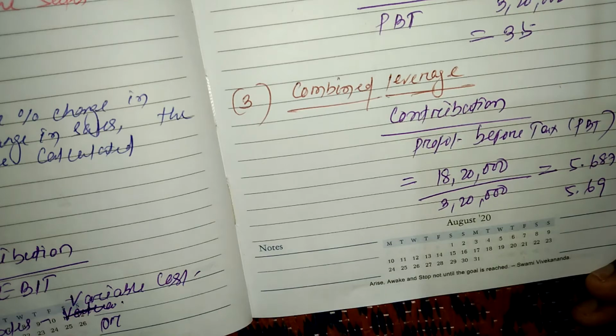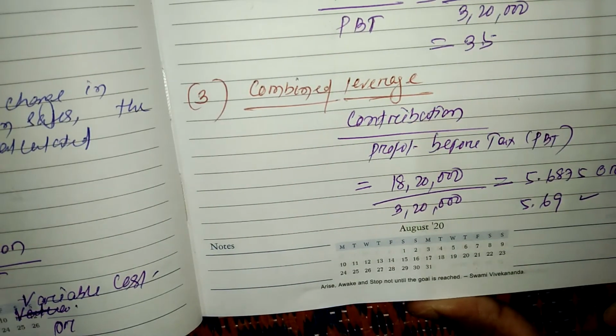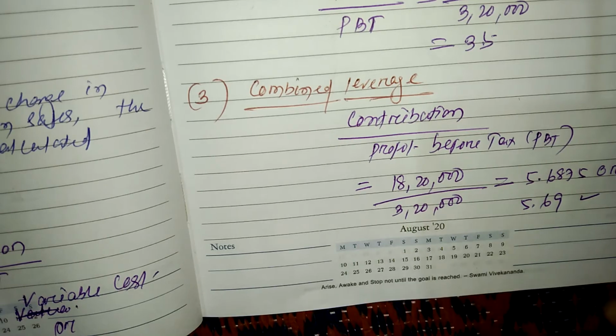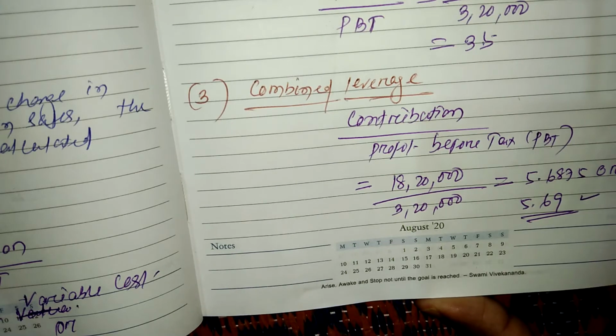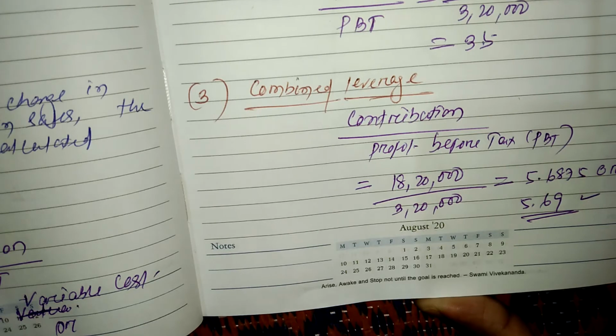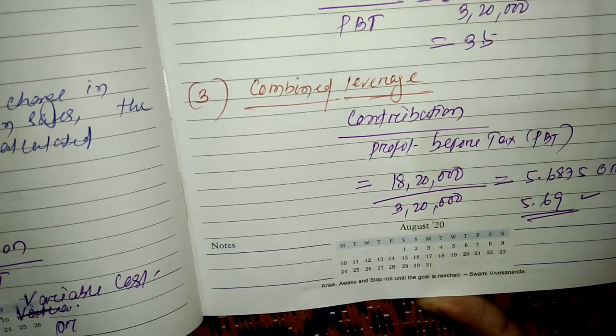From this we know that the combined leverage of 5.69 implies that for 1% change in sales level, the percentage change in EPS will be 5.69%. So if the sales are expected to increase by 5%, then the percentage increase in EPS will be 5 into 5.69, that is combined leverage.